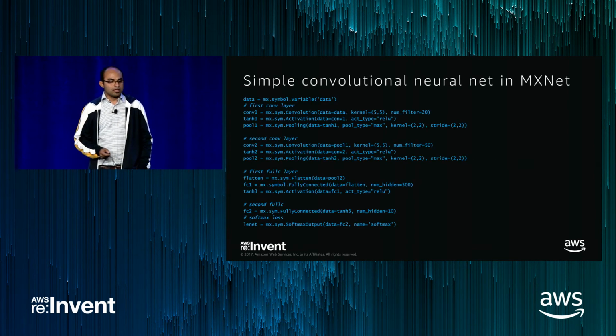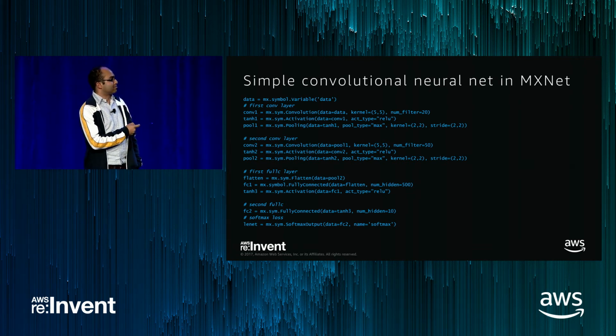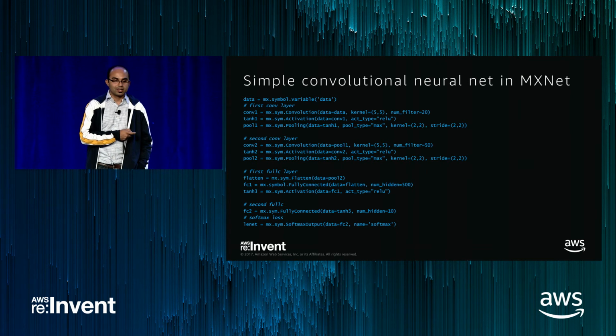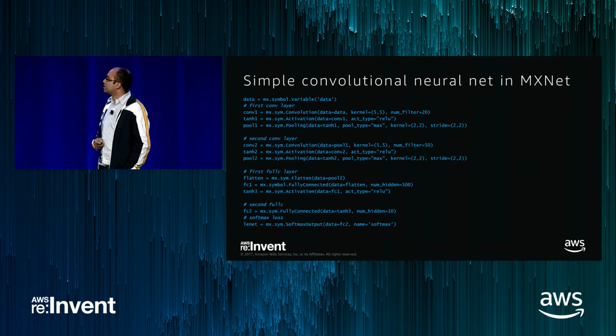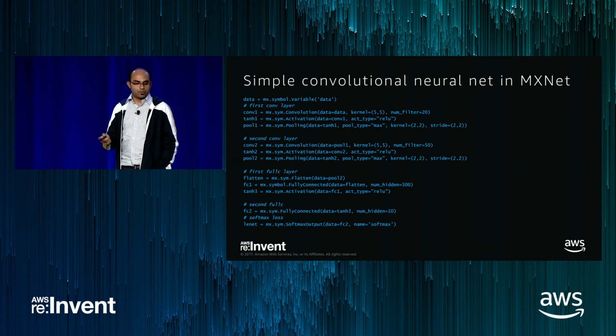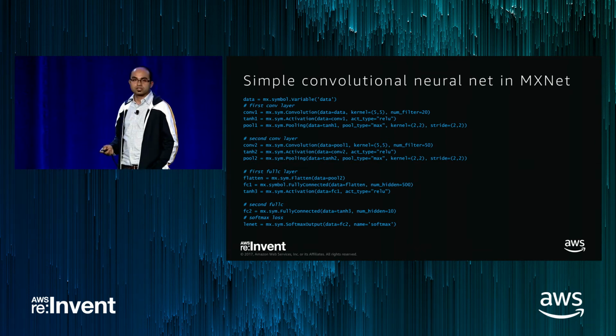Again, how can you build a convolutional network in MXNet? It fits in one slide. You declare your convolution layers, then you're going to have your fully connected layers, and finally, whatever the output that you wish to have. This is a classification network, so we'll use a softmax output.